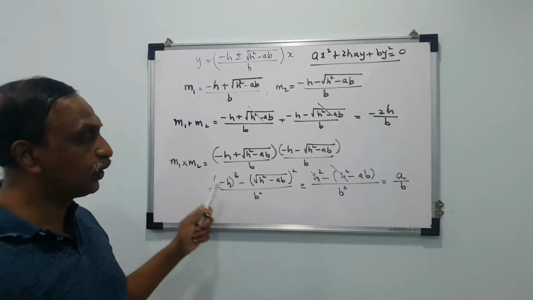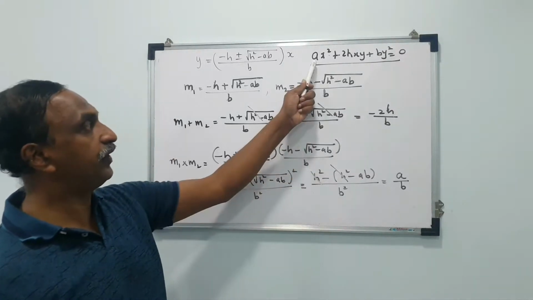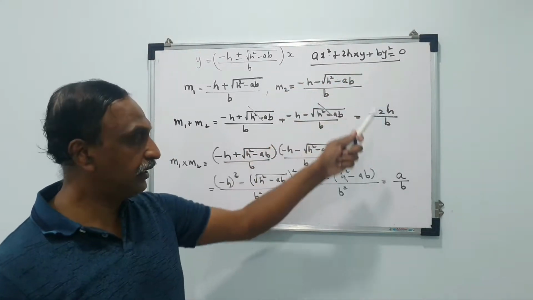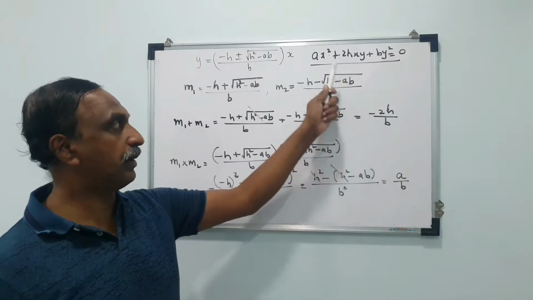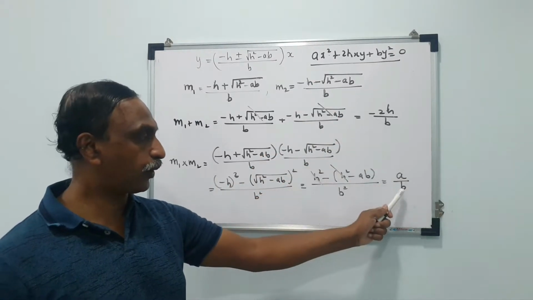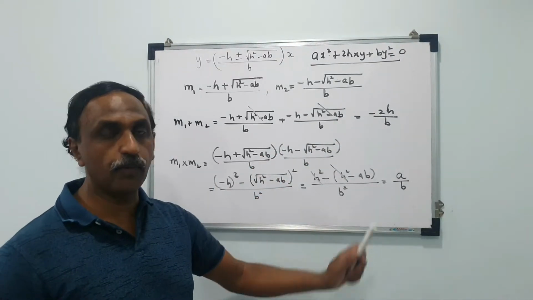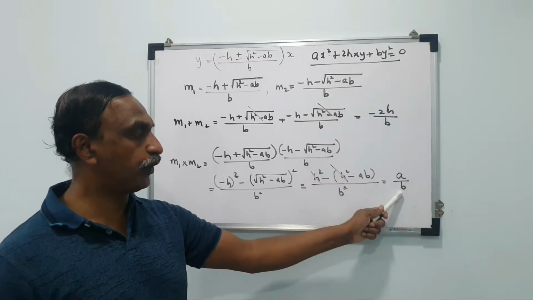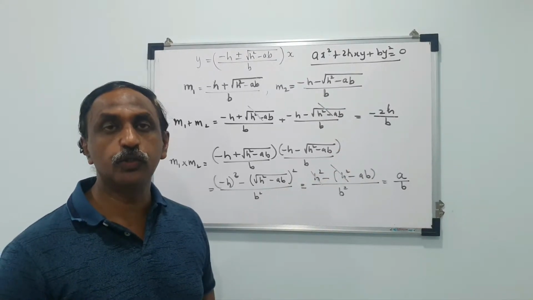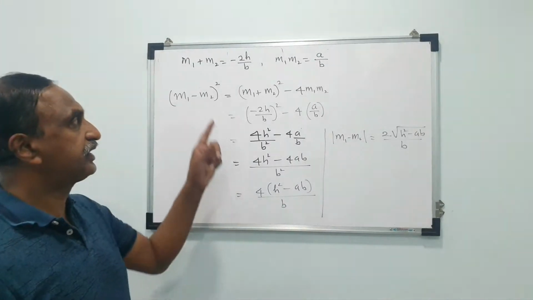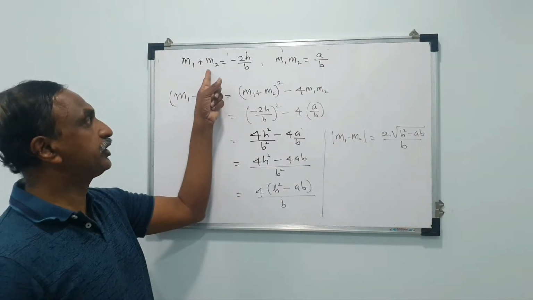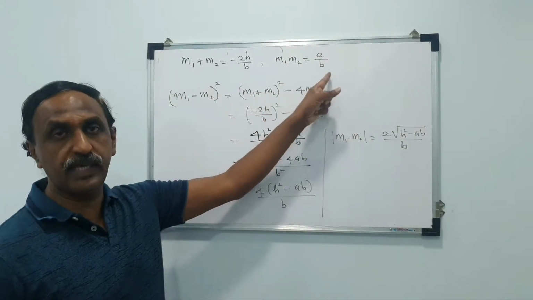In the same way, the product of the slopes is much easier to calculate. First number a, last number b, it is a/b. So the sum of the slopes is given by this formula, and the product of the slopes is given by this formula. You must remember these two formulae; they are the most important formulae to do the exercise. We have seen that m1 + m2 is -2h/b and m1 · m2 is a/b.